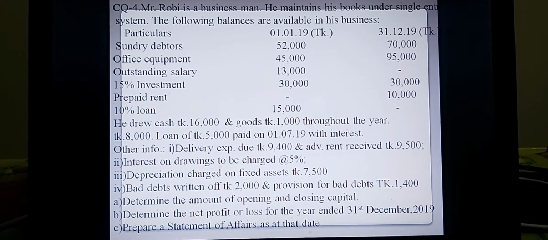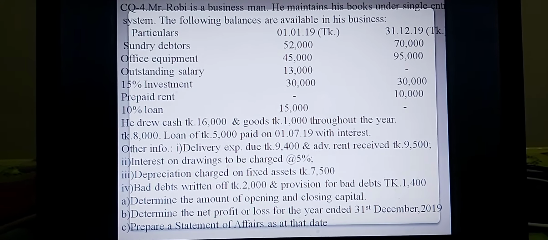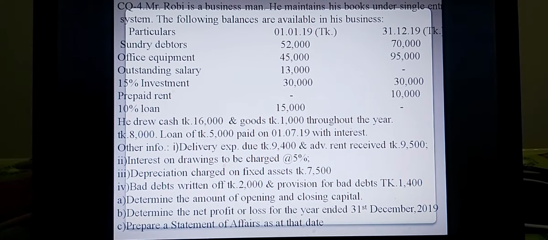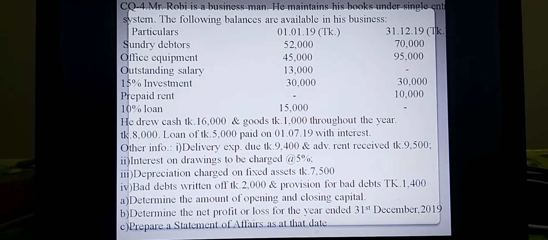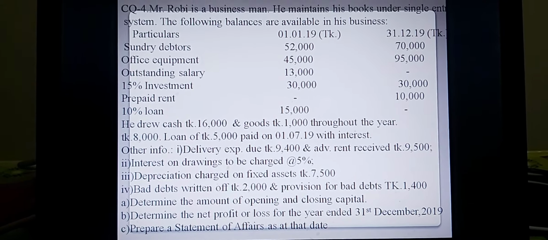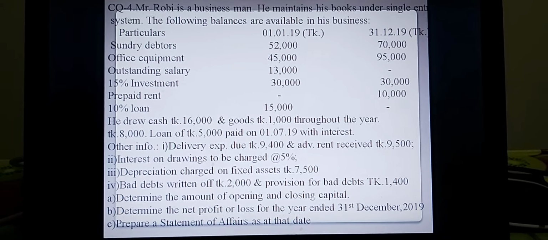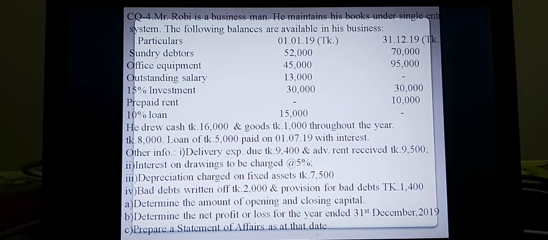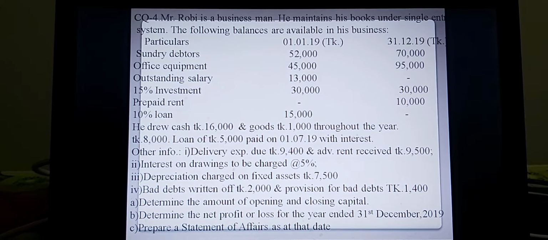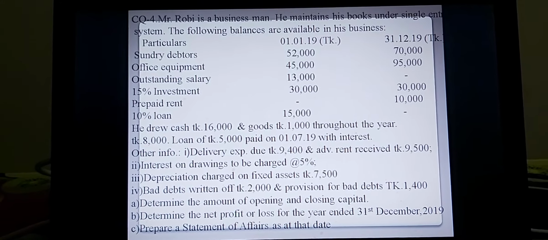In the particulars column, there are many assets and liabilities. Some debtors, that is accounts receivable. Office equipment, that is one kind of fixed asset. Outstanding salary, that is one kind of current liability. 15% investment, that is the amount of long-term investment. Prepaid rent, that is a current asset. The loan, that is the long-term liability.